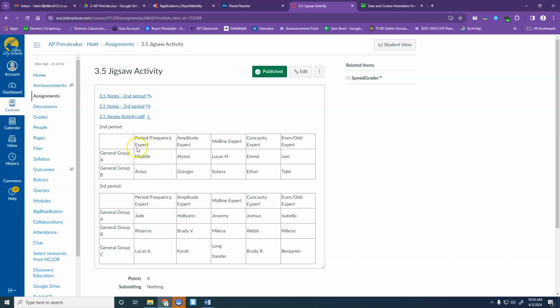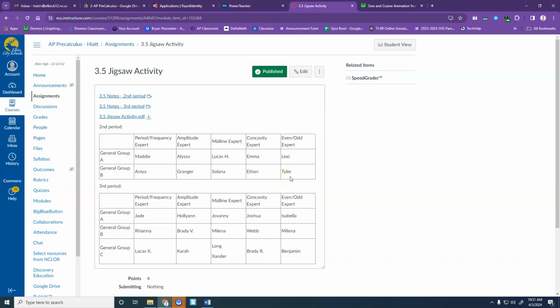Maddie and Anaya are going to work on period and frequency. They actually have two right there, but those are related, so they should be pretty easy to do together. Granger and Alyssa are going to be my experts on amplitude. They're going to be able to explain it. Midline experts here, concavity, and even odd expert here.